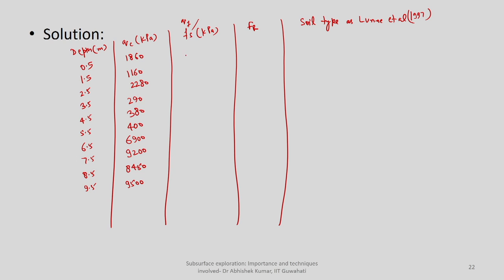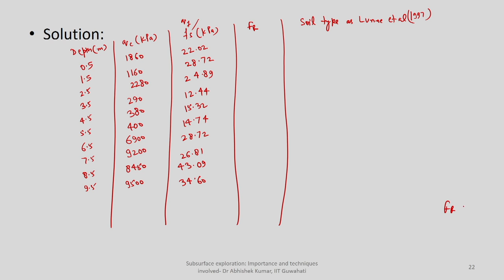Then the value of FS is given as 22.02, 28.72, 24.89, then 12.44, 15.32, 14.74, 28.72, 26.81, 43.09, 34.60. These are the values given.